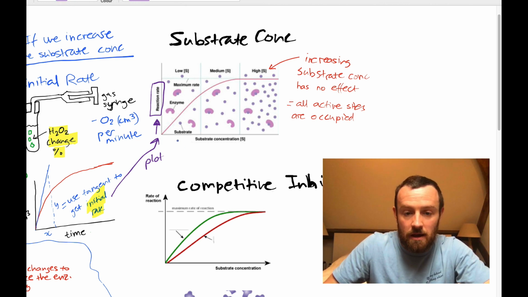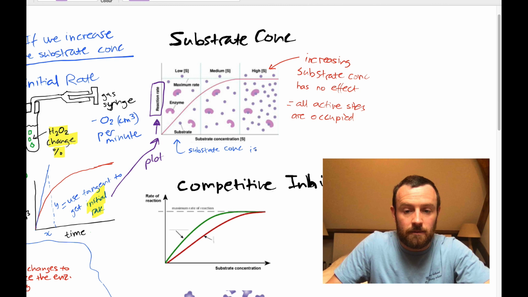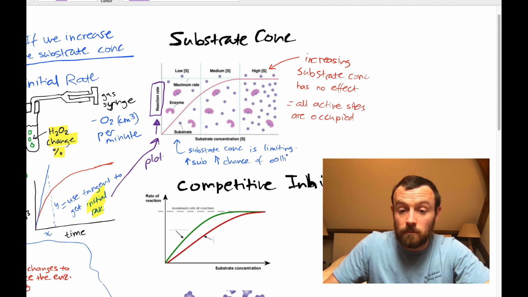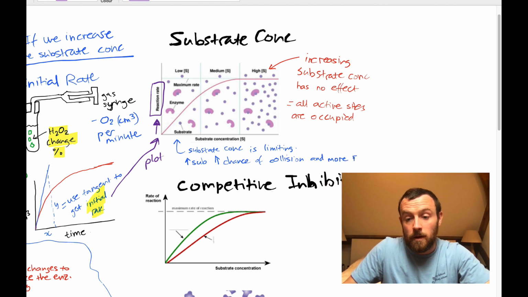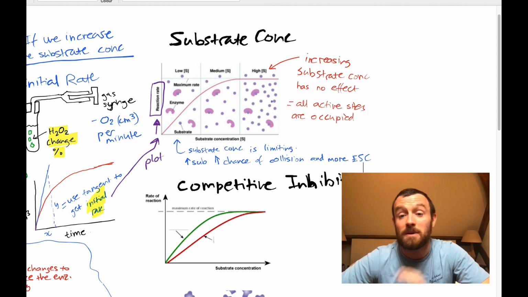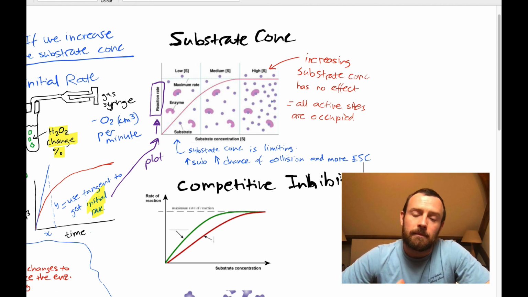So over here, we would say substrate conc is the limiting factor. And if you increase the substrate, then what happens is you have an increased chance of collision and more enzyme substrate complexes forming. Whereas up here, you can't form any more enzyme substrate complexes because your enzyme is the limiting factor.